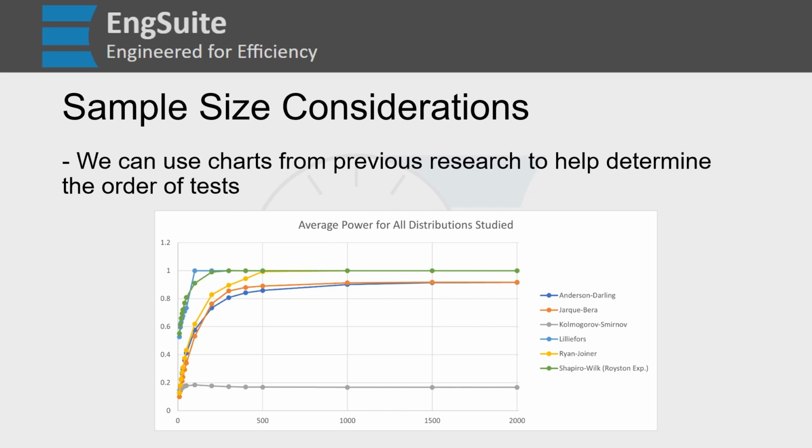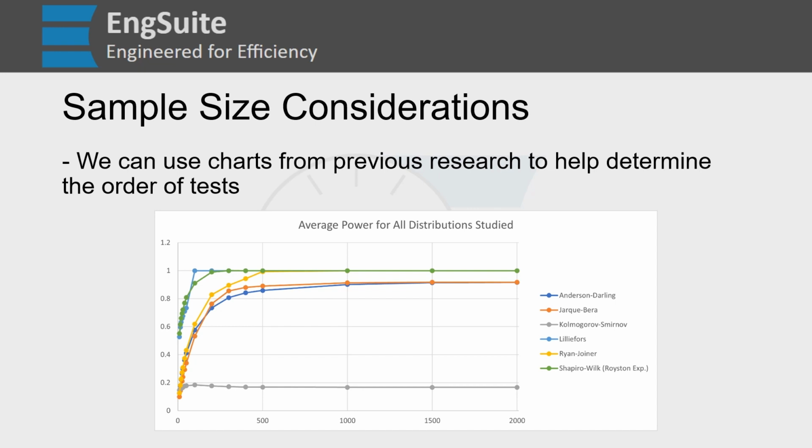Some sample size considerations: we can use these charts from previous research to help determine our order of tests. Here you'll see that as our sample size increases, in most cases, so does the power. The maximum power is 100% rejection of the null hypothesis, and 0 would be 0%. So this gives us a really great visual representation of the power comparisons.